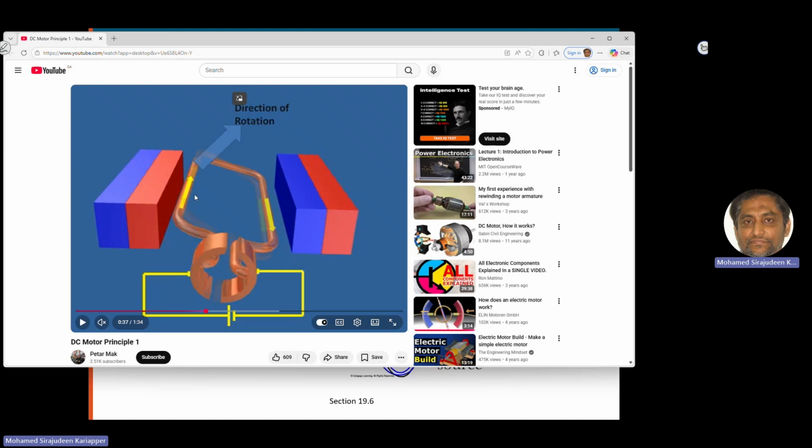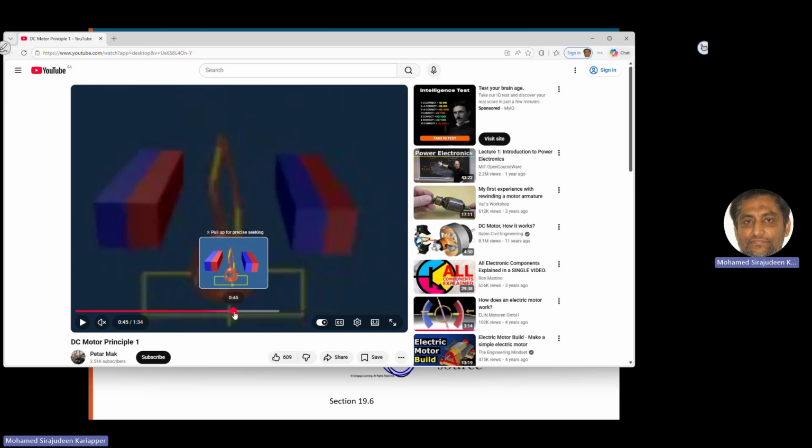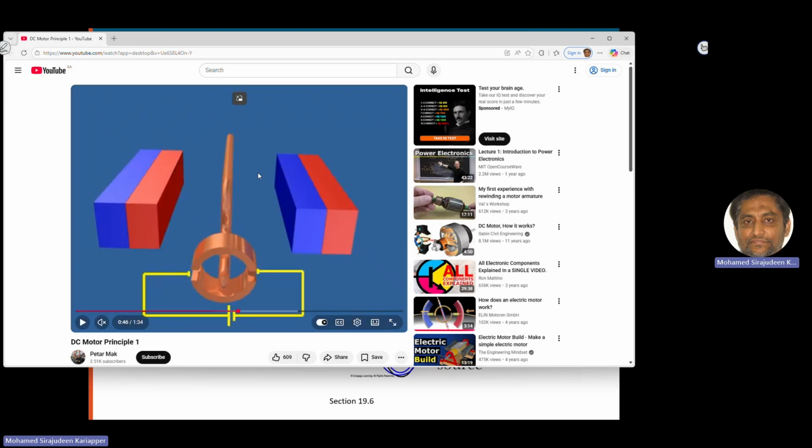So from your point of view, you have a clockwise rotation. And see what happened. The brush is touching one of the rings, say the left side ring. As it comes to this position, exactly when it is vertical, it is not touching either of the rings. It was touching this ring, right? So the current direction will be into the board.